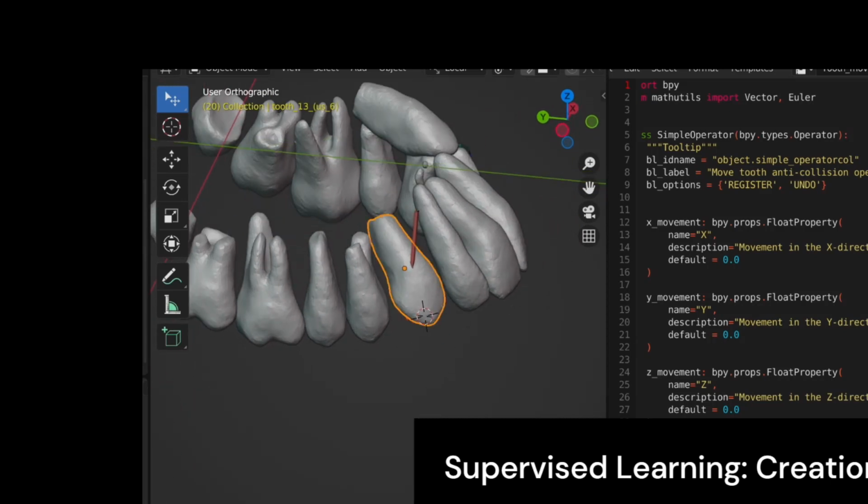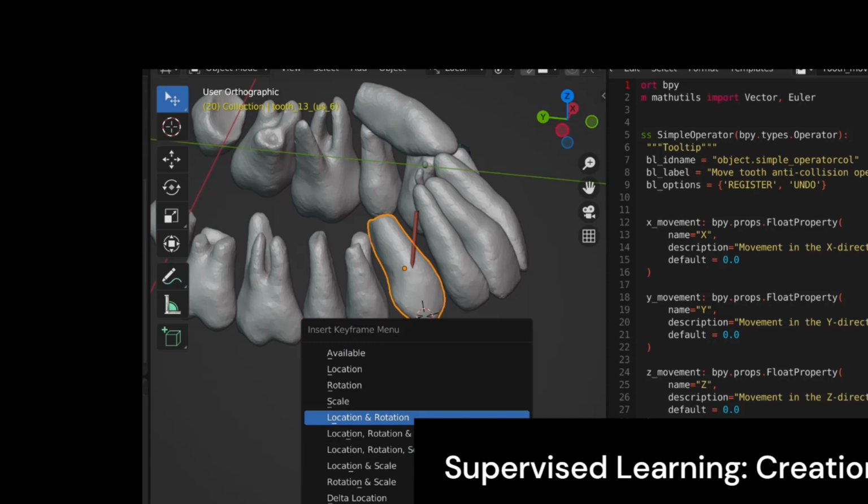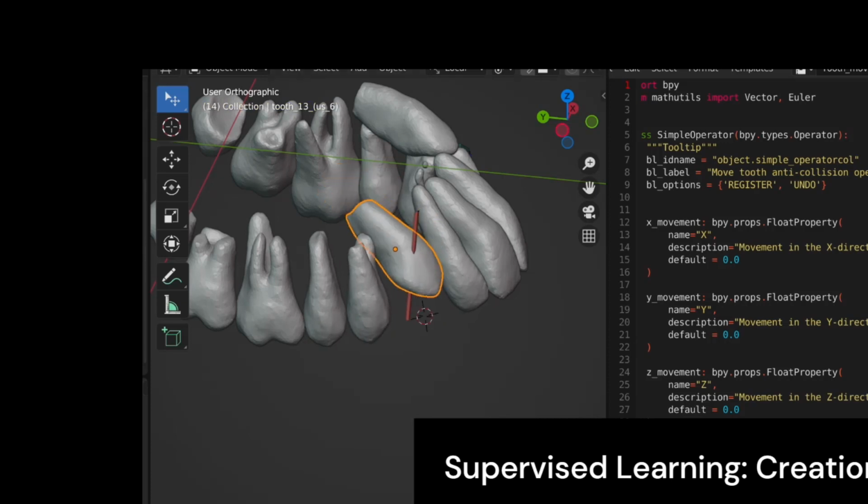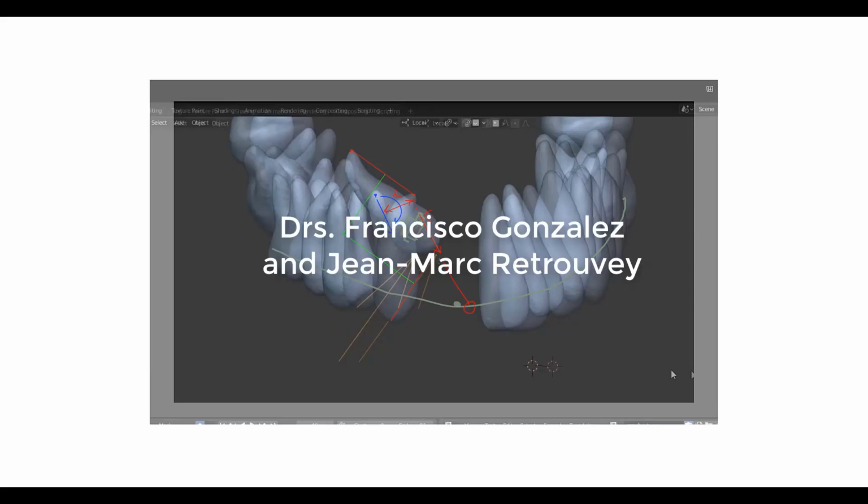You could argue it could be torqued a little bit more. That's not really the point for now. And now the computer has been taught to move the teeth away and create the right canine movement.